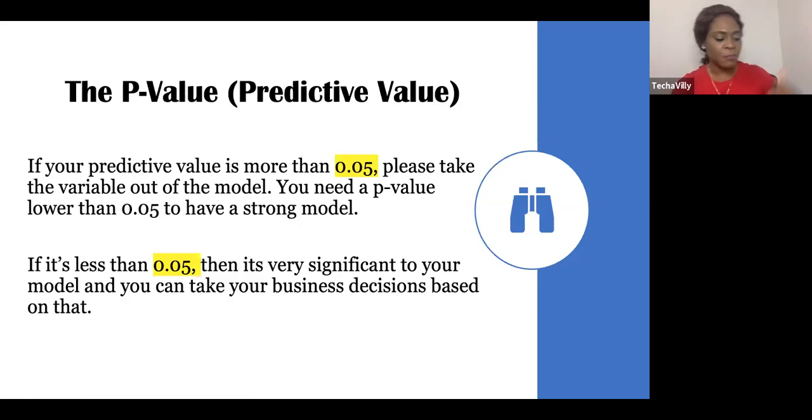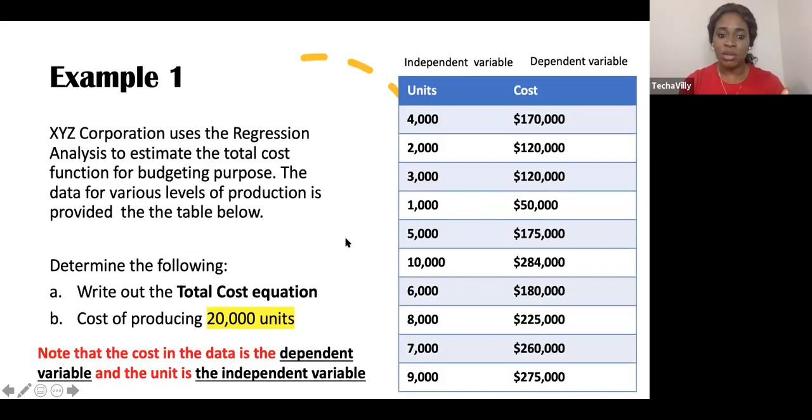Let's say you have marketing spend that is giving you a p-value that's more than 0.05, then you need to look at the number or reduce your spend. If you reduce your spend and you're not spending as much as the amount you used to run this model, maybe you have something better. And if it is less than 0.05, then it is significant to your model. You can use it to take your business decision. So those are the things I need you to understand.